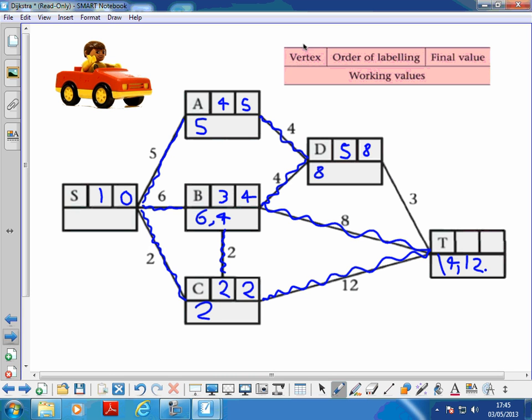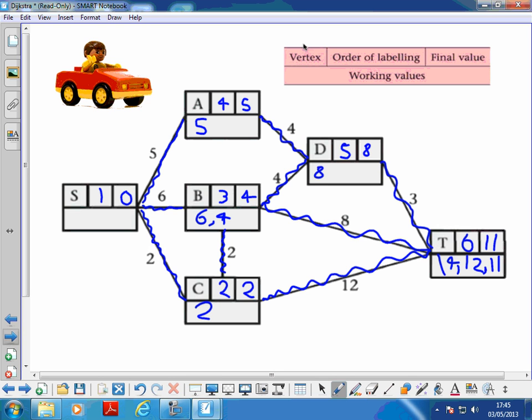The only way we can go is down here, which gives us a value of 11, which is smaller than both 12 and 14, at T. So now our smallest working value is 11, which is on the T. So we choose this 6th. And the final working value, which is the shortest possible distance from S to T, is 11.